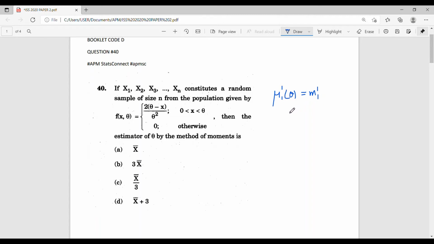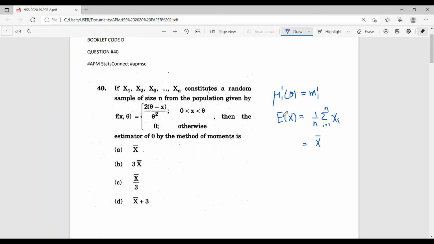We have mu r dash of theta, the expected value of x raised to r, and here r is equal to 1, thus mu 1 dash of theta is equal to the expected value of x. And for m1 dash, for the sample x1, x2, x3, etc., xn, m1 dash is 1 by n into the summation i equal to 1 to n of xi. This gives the summation of xi divided by n, which is the sample mean, x bar.